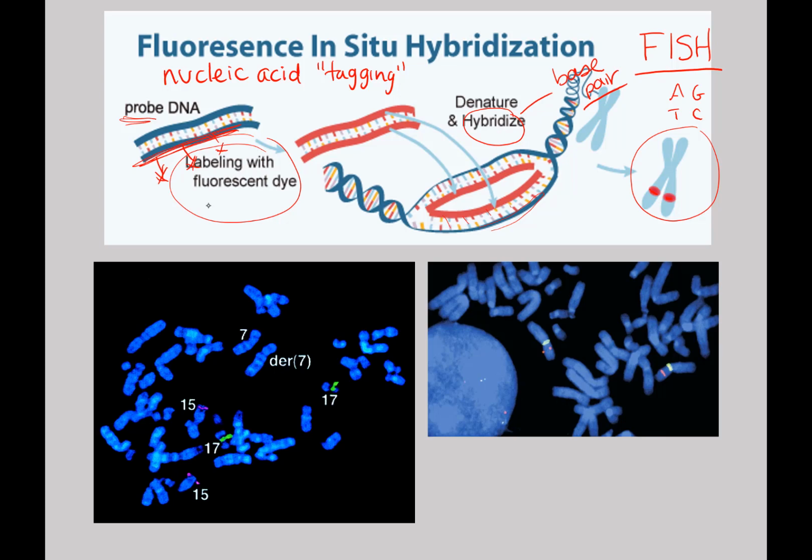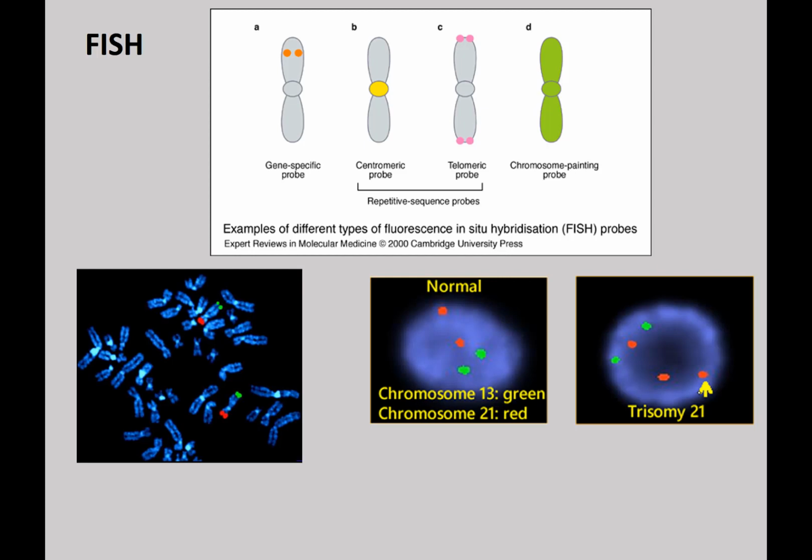So I just wanted to show you a few pictures of some FISH experiments. Here they're tagging genes that are specific to chromosome 15 or chromosome 17, and you can see the different colors lighting up. So this is one way to look at, do these chromosomes have this specific gene sequence? Are they missing the sequence? Perhaps like in a cancer cell?